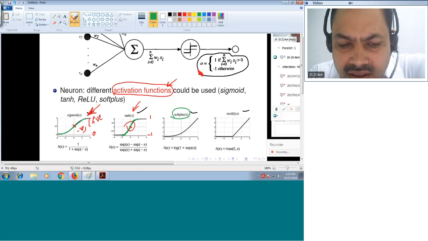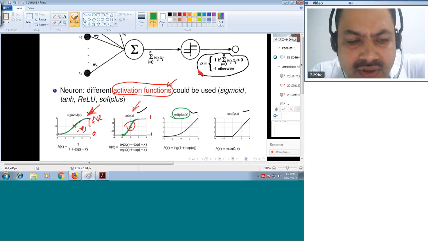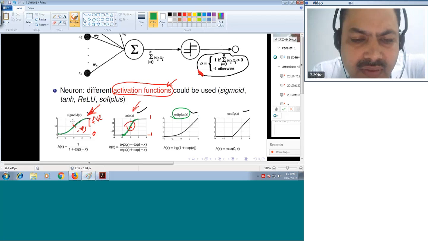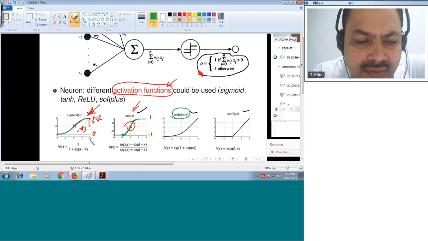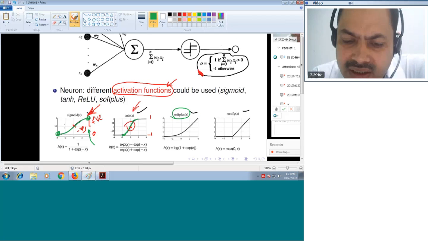Another function is the softplus function, and this actually removes the negative part. You see the problem with the sigmoid and tanh: when the system becomes very well trained, the slope at these extreme positions is very small, and therefore training speed becomes very slow. But this function has the advantage that everywhere, as training progresses, there is a good slope.